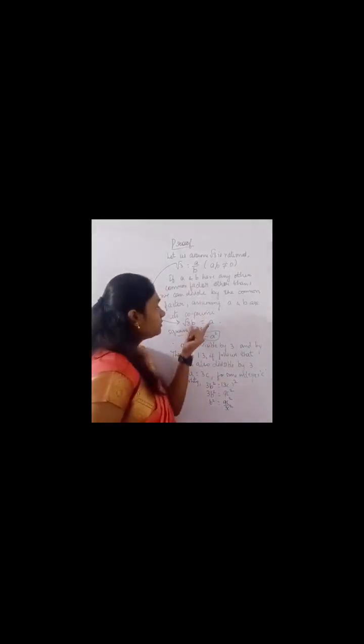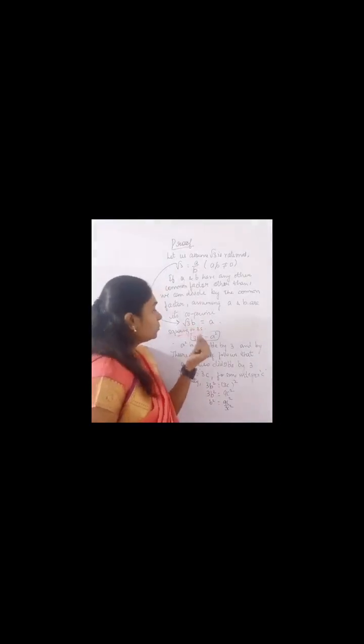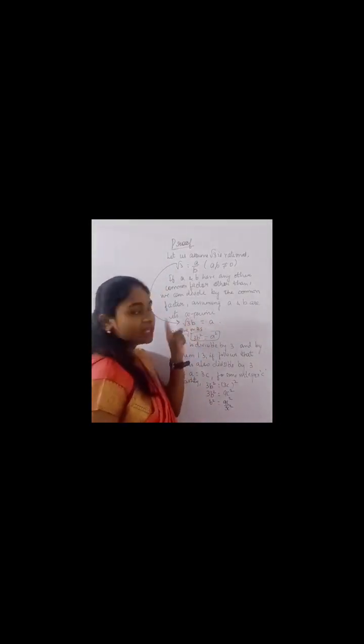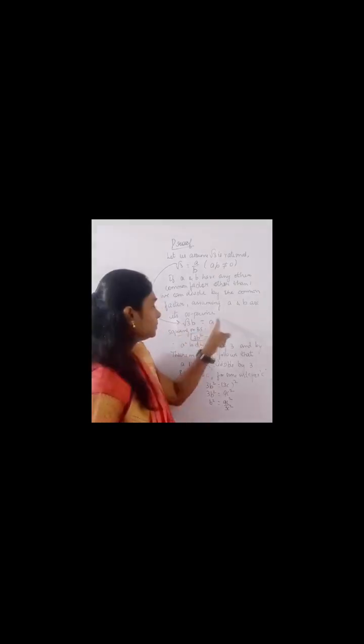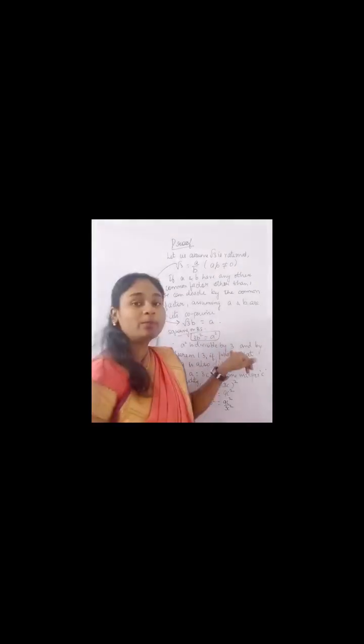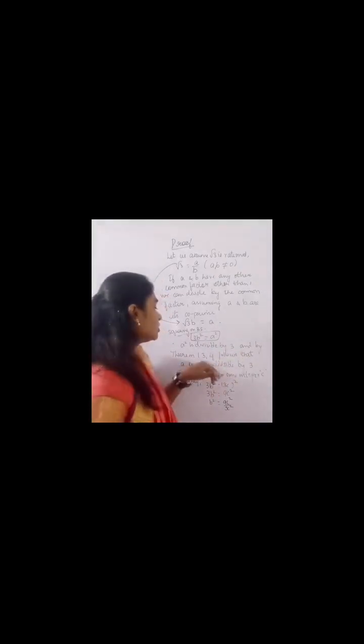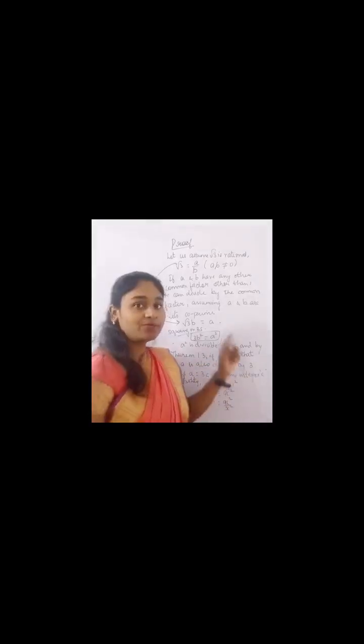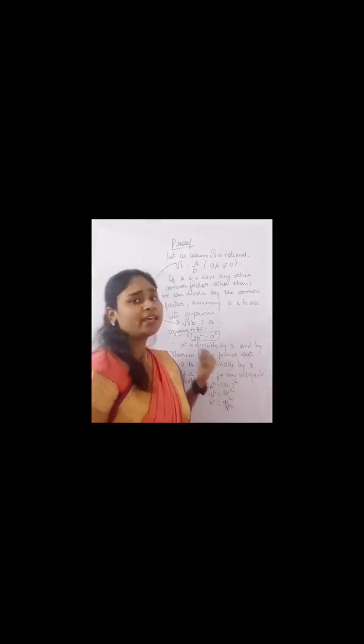Now when we square both the sides, we get 3b square, because square and root get cancelled, equal to a square. So what does this mean? This means a square is divisible by 3, and by theorem 1.3 it follows that a is also divisible by 3. If a square is divisible by 3, then a is also divisible.